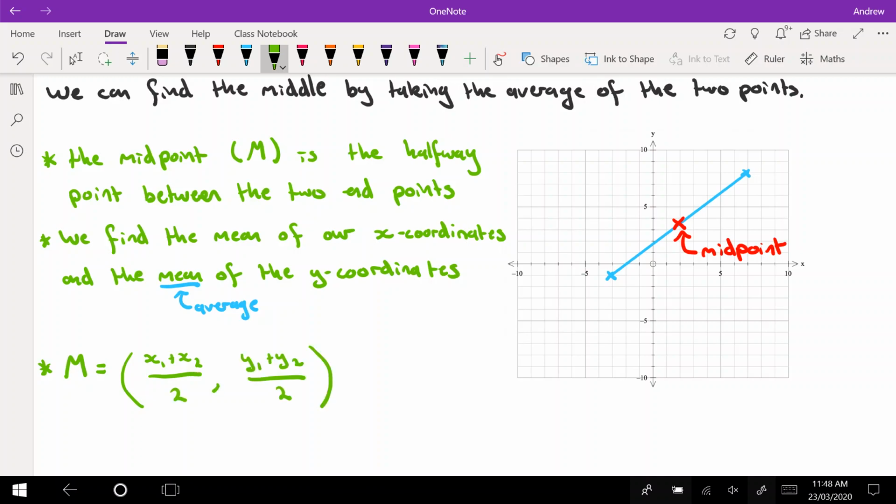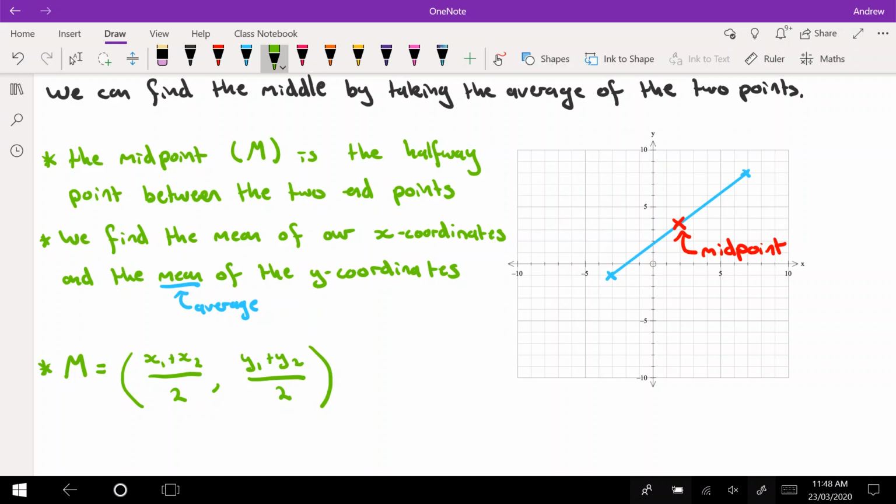So x1 plus x2 over 2, y1 plus y2 over 2. That is how we find the midpoint of a line using the two endpoints of that line, okay? You add the two x coordinates together and you divide it by 2 to find the average of those. You add the y coordinates together and then you divide it by 2 to find the average of those, and then that will give you the midpoint of your line.